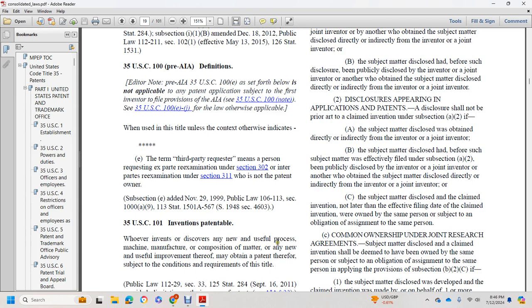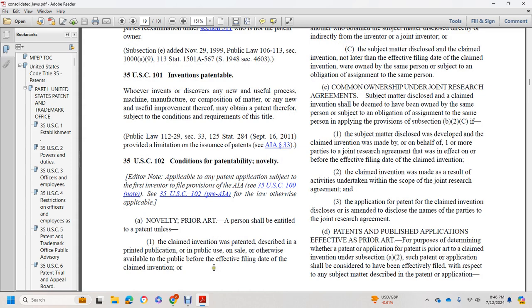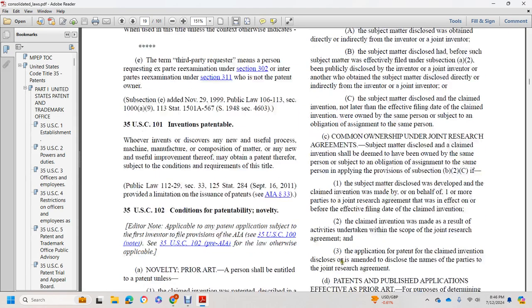Whoever invents or discovers any new and useful process, machine, manufacture, or composition of matter, or any new and useful improvement thereof, may obtain a patent therefor, subject to the conditions and requirements of this title. Section 102 of Title 35, conditions for patentability, novelty, prior art: a person shall be entitled to a patent unless the claimed invention was patented, described in a printed publication, in public use, on sale, or otherwise available to the public before the effective filing date of the claimed invention.